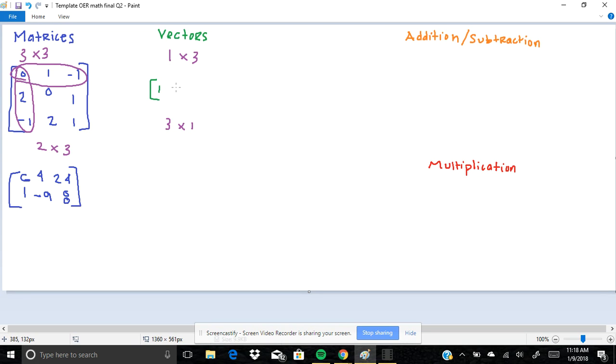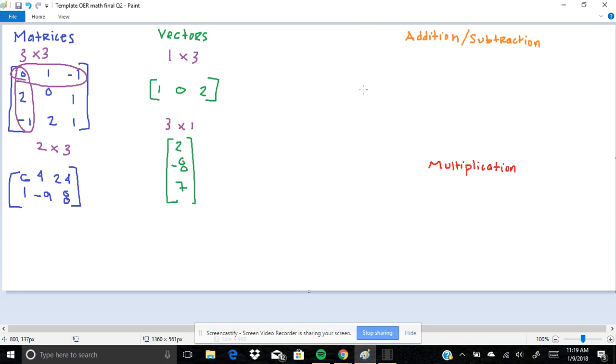So we have 1, 0, 2. So one number in each column, and then 3 in the one row. So this is just one row. The next is a 3 by 1, so it'll just be one column, but 3 numbers in each row of 1. So 2, -8, 7. So 3 numbers in this, and then 1 in each of these rows.